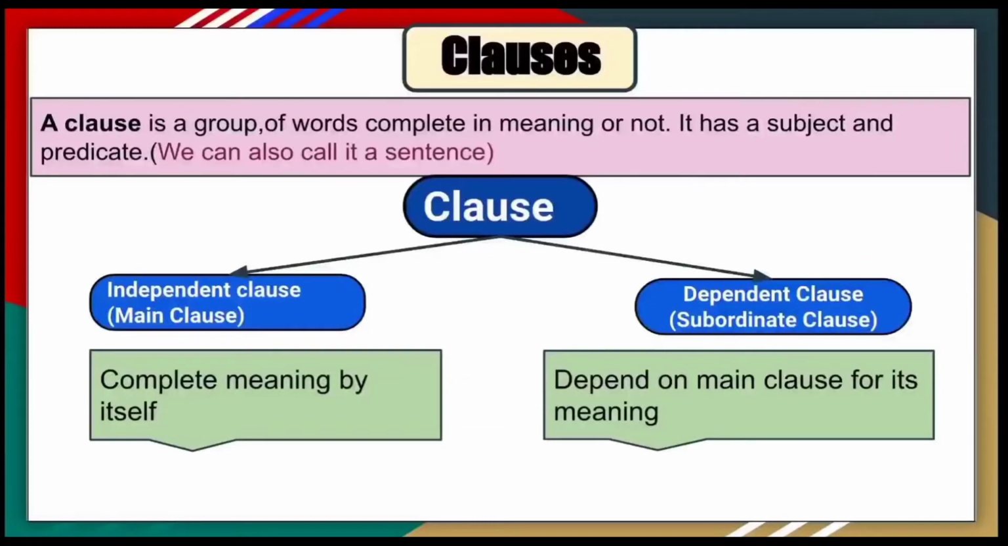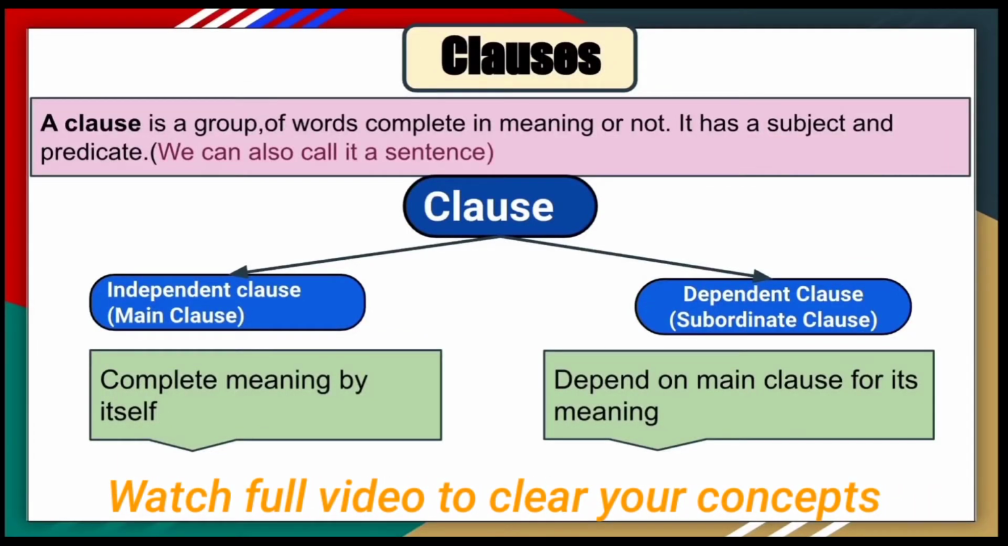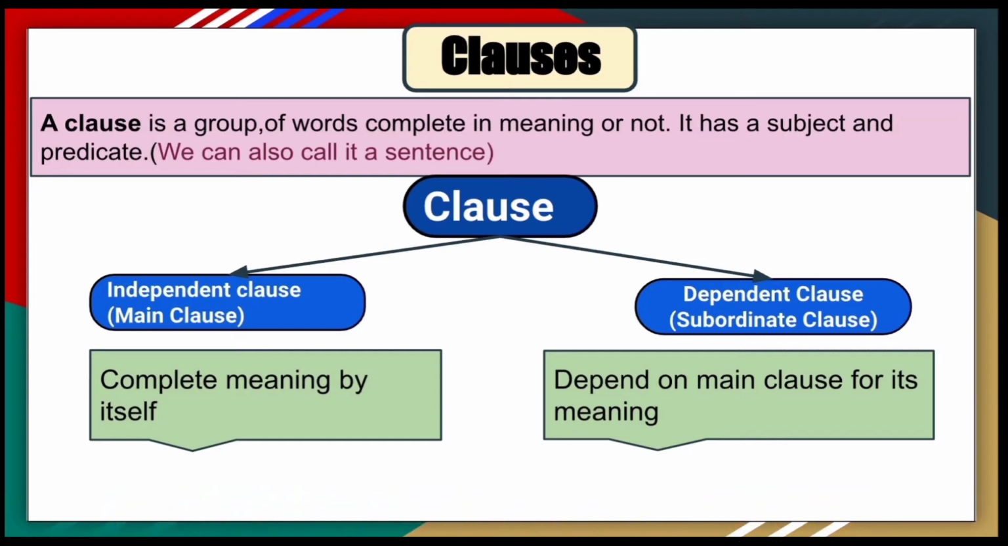Clauses. A clause is a group of words, complete in meaning or not. It has a subject and predicate of its own. Sometimes it gives us a full meaning and sometimes an incomplete meaning. We can also call it a sentence. मतलब clause भी आपका एक तरह का sentence ही है.